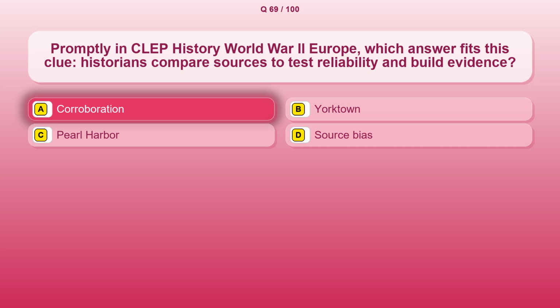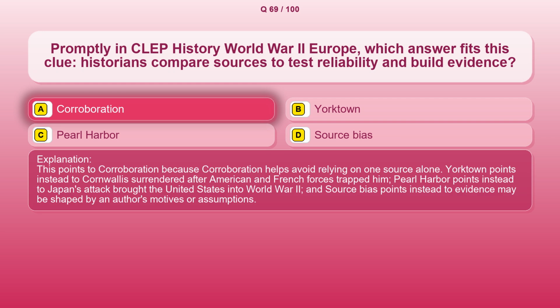The correct answer is option A, corroboration. This points to corroboration because corroboration helps avoid relying on one source alone. Yorktown points instead to Cornwallis surrendered after American and French forces trapped him. Pearl Harbor points instead to Japan's attack brought the United States into World War II, and source bias points instead to evidence may be shaped by an author's motives or assumptions.